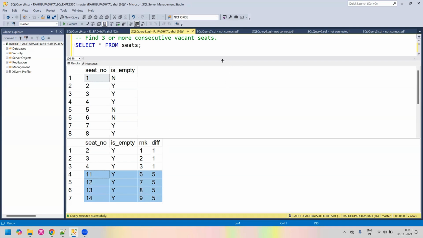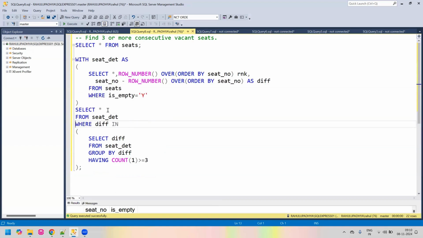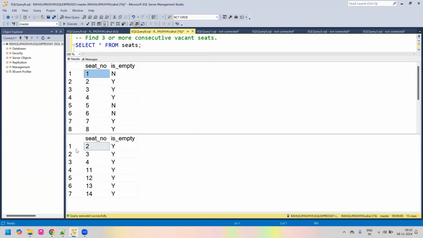As a last part, let's keep only the relevant columns, that is seat number and is empty. So we will add seat number here and the is empty column. We will have only that as part of the output. So let's check the output. So this is the final output we have. We have 3 consecutive seats 2, 3, 4, which are empty, and seats from 11 to 14, which are empty. So this way we have solved the problem.